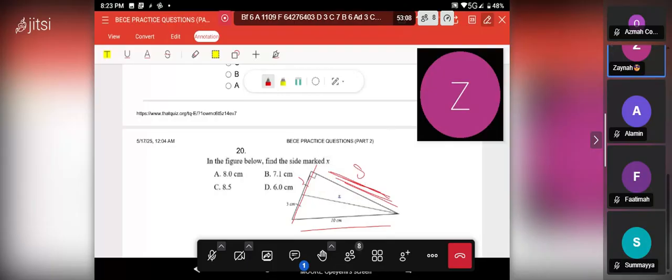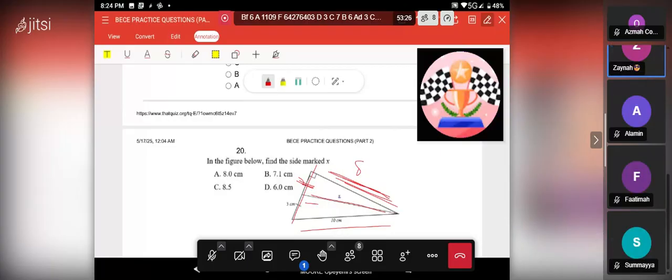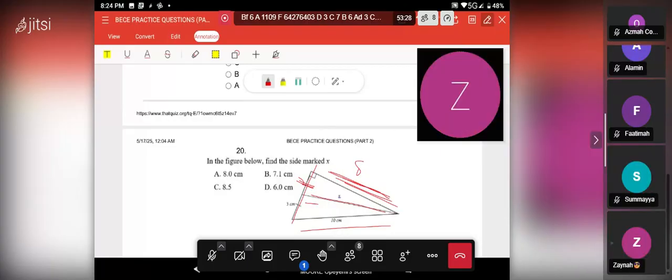If this side is 8, then we know this one as 8 and this place as 3. So to find x, we use Pythagoras theorem as well. That x is the hypotenuse. Do you agree? Yes, sir. So hypotenuse square, because that is the longest side, is equal to 8 square plus 3 square.